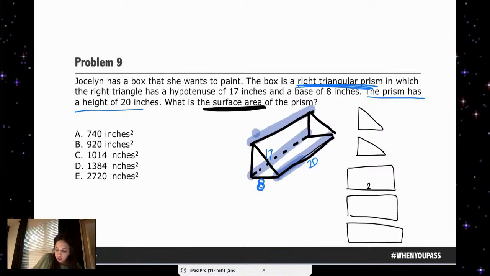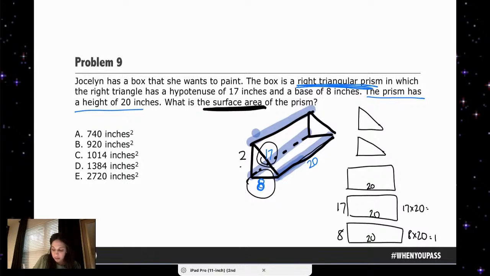So they're all going to be 20. But their heights or their widths are going to be different. This for this rectangle is not going to be the same as this for this back rectangle or this for this bottom rectangle. So I know one of them is going to be 8, one of them is going to be 17, and I need to find the other one. Well, I can start with 8 times 20 and 17 times 20.